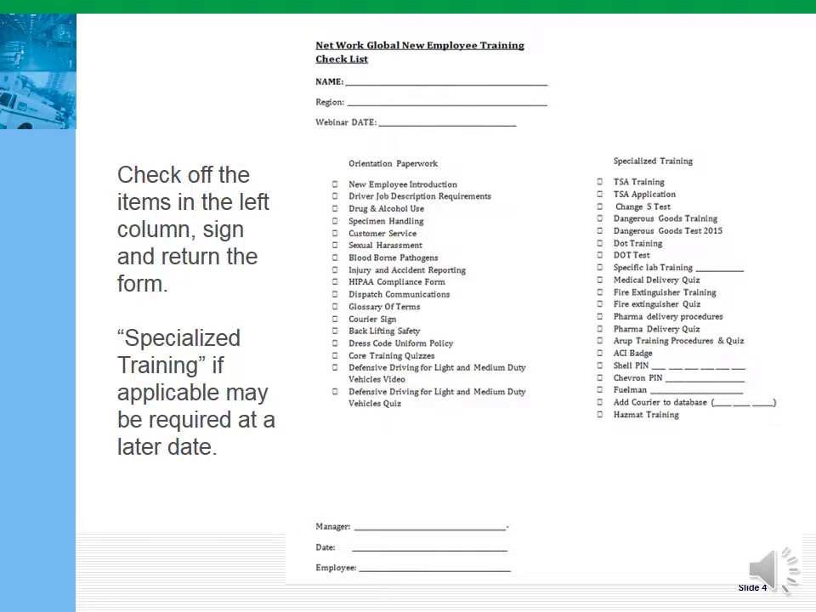If you notice on the form, there are two columns: the orientation column on the left-hand side of the page and the specialized training on the right-hand side of the page. At this point, we will be ignoring the specialized training portion and focusing on the orientation paperwork. Please put a check mark next to all the appropriate items in the column under orientation paperwork. When you've completed that, please go ahead and sign on the bottom line and return it to Ashley Wilson.